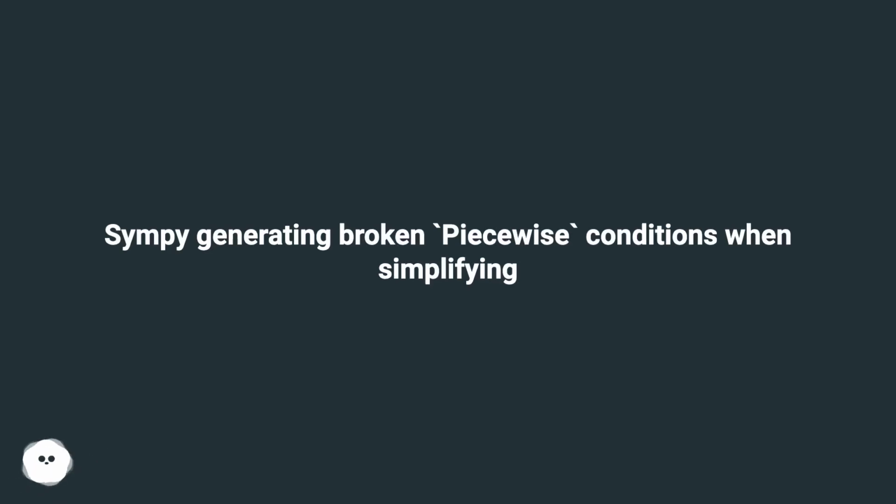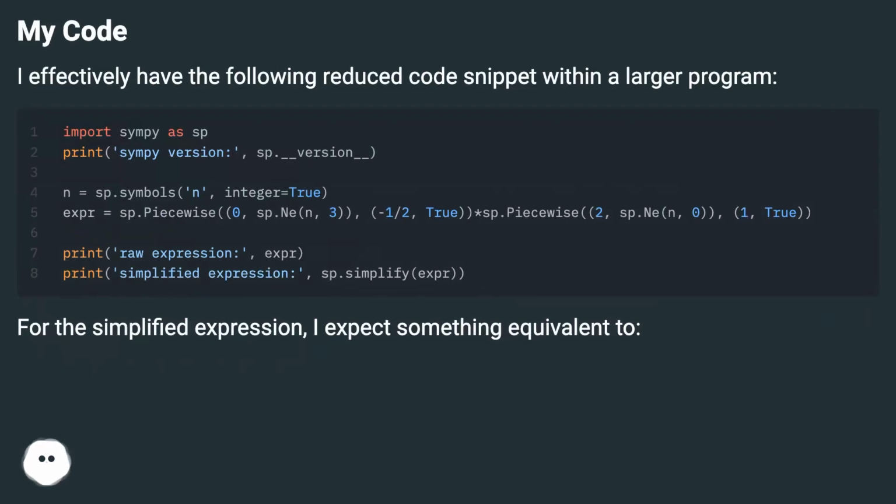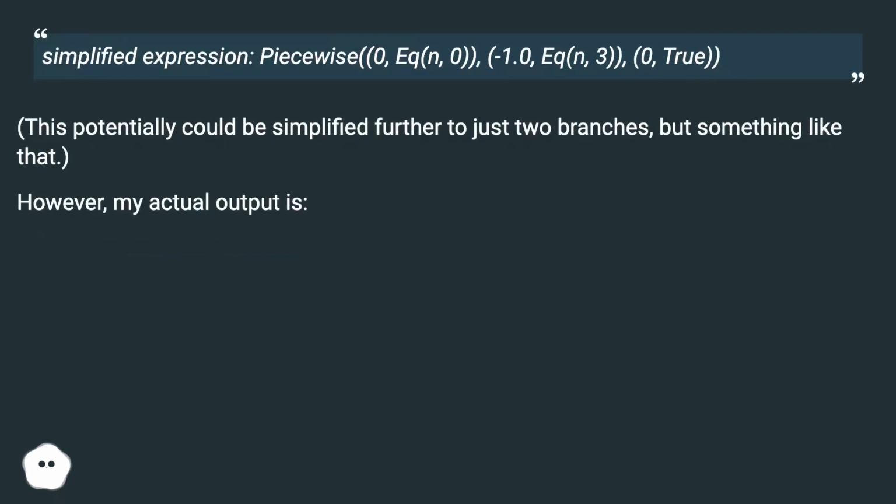Sympy generating broken piecewise conditions when simplifying. My code: I effectively have the following reduced code snippet within a larger program. For the simplified expression, I expect something equivalent to simplified expression, Piecewise((0, Q(n)), (0, Eq(n, 3)), (-1.0, Q(n)), (0, True)). This potentially could be simplified further to just 2 branches, but something like that.